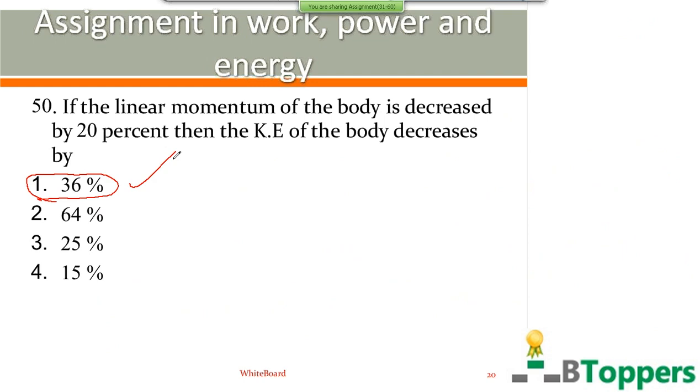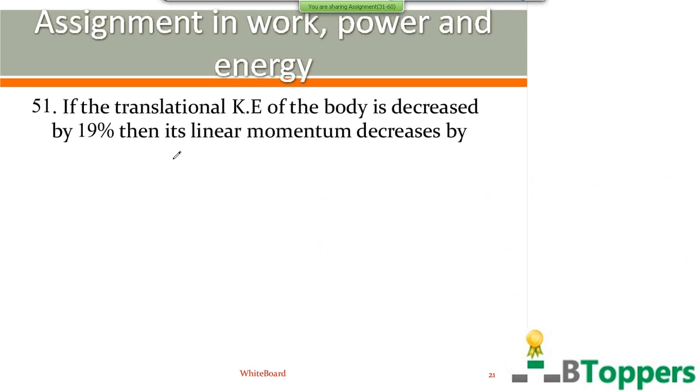So next I am going to discuss question number 51. This is also a similar procedure, but slightly different. If the translational kinetic energy decreases by 19%, then the linear momentum decreases by how much? Similar to the previous problem, here also you denote the initial kinetic energy by K1 and the final kinetic energy by K2. So repeating the procedure of the previous problem, up to this step you can write K2 by K1 equal to P2 by P1 whole square.